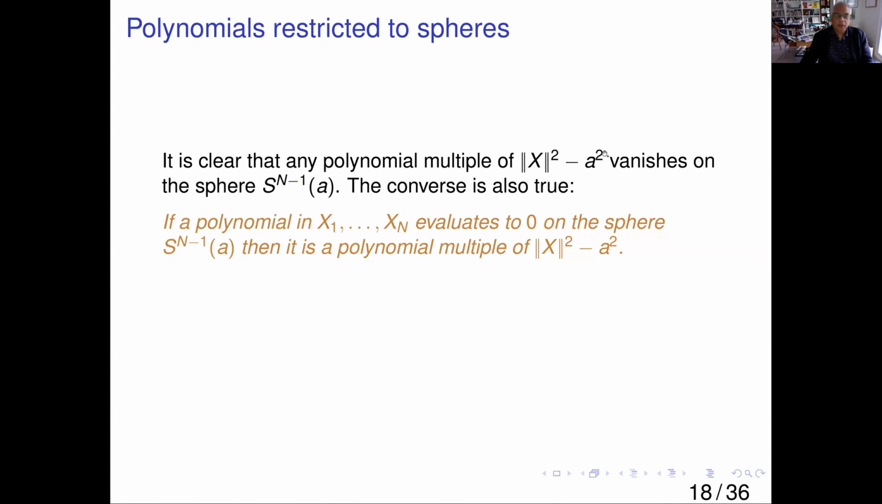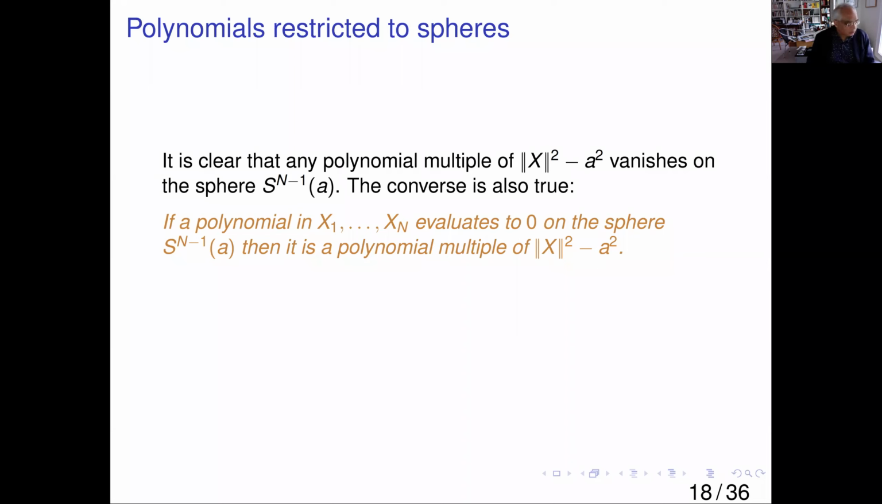One other thing, by the way, there are countless little interesting observations, just purely algebraic. If you have a polynomial that is a polynomial multiple of norm x squared minus a squared, then of course it vanishes on the sphere of radius A, right? But it's also true going the other direction. If a polynomial in x1 through xn evaluates to 0 on the sphere of radius A, then it turns out to be a polynomial multiple of norm x squared minus a squared.